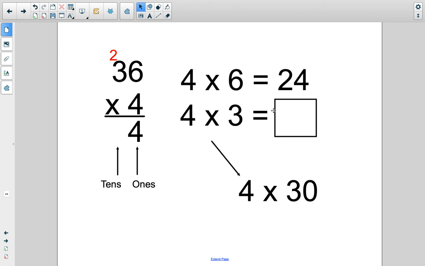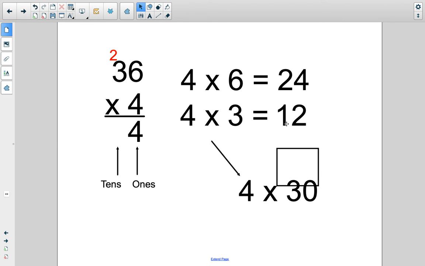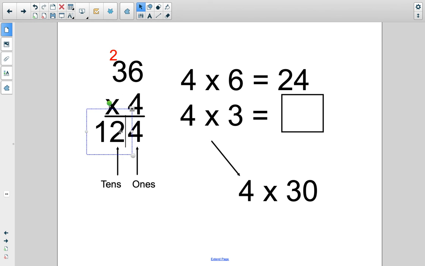So my 4 times 3 is 12. I'm going to put the 12 there. But now what I need to do is take this 2 and add it to the 12, because this 2 represents two tens. It was in my tens column. And the 2 in this column also represents two tens. So in fact, I'm going to add that 2 to this 2, and then it becomes 144. All right, so 4 times 36, the answer is 144.